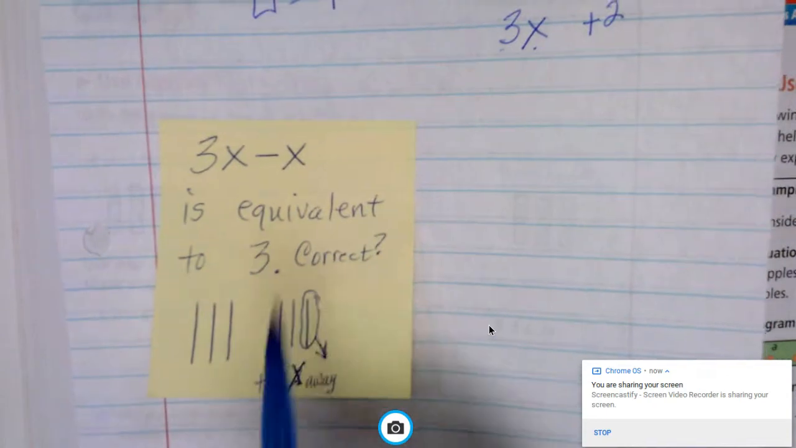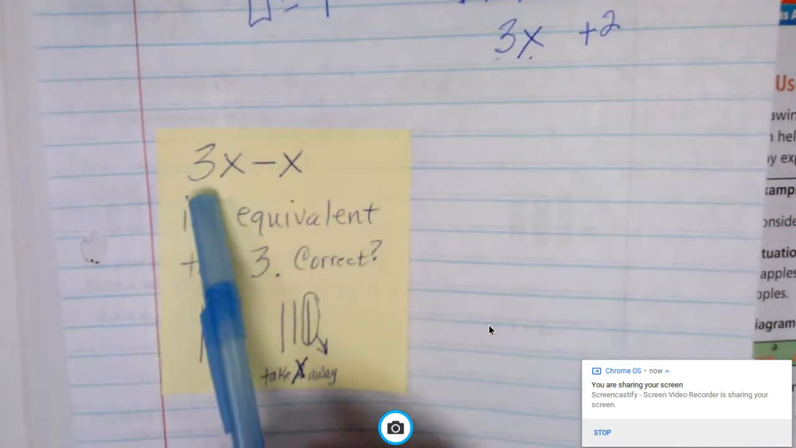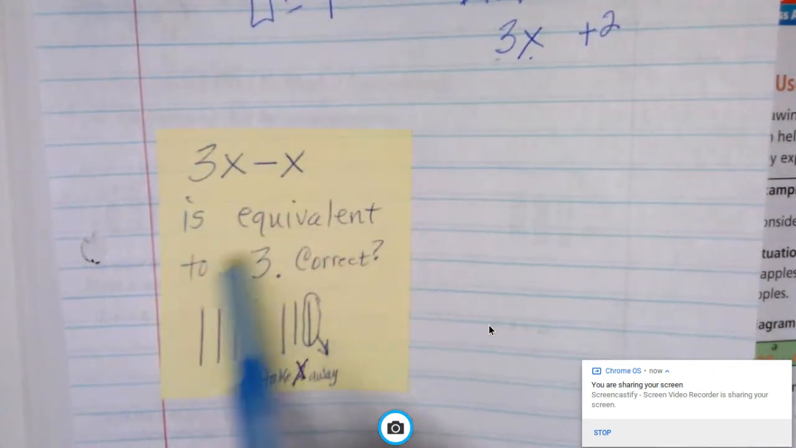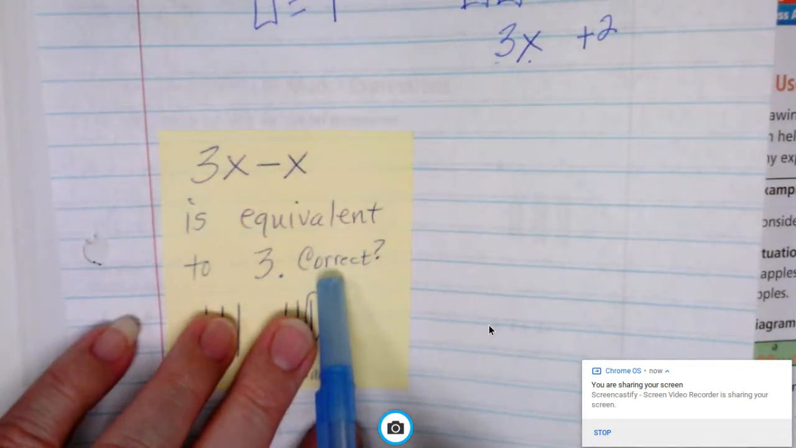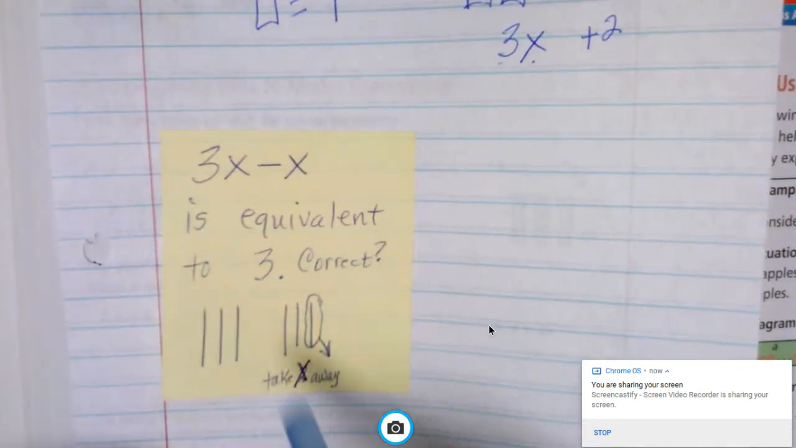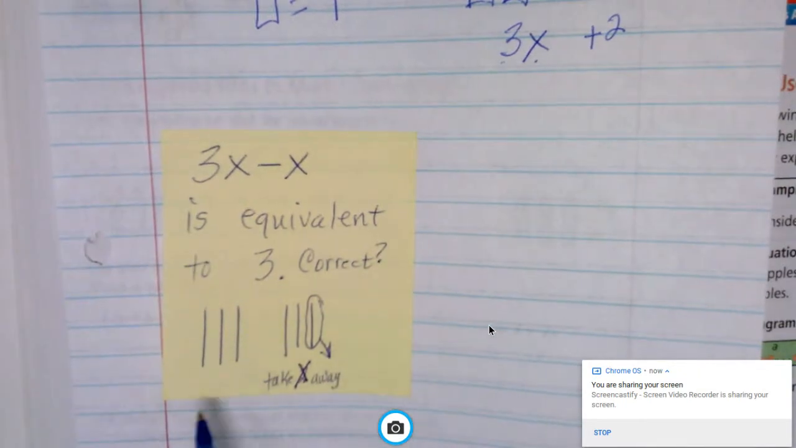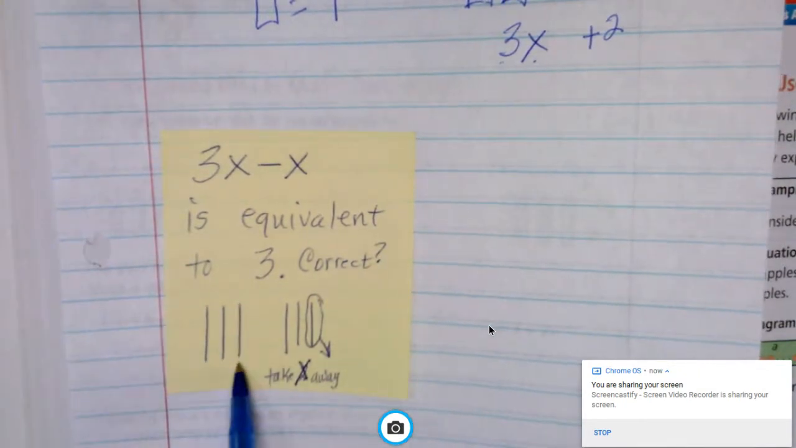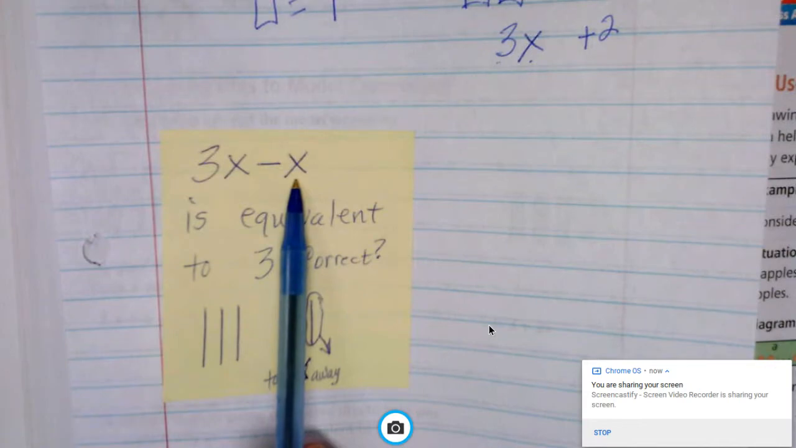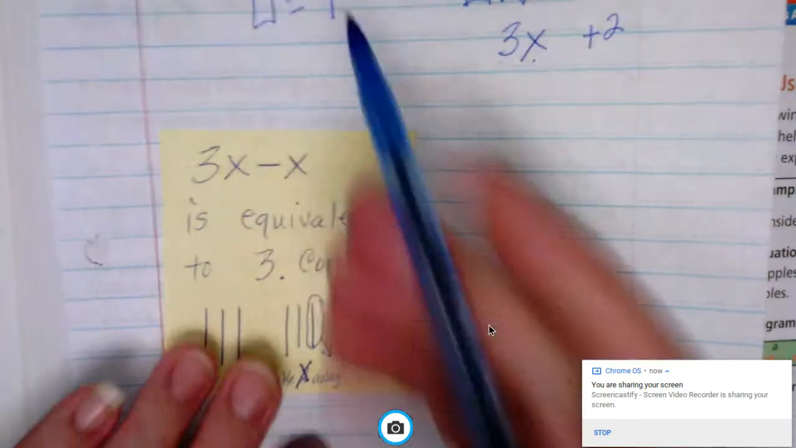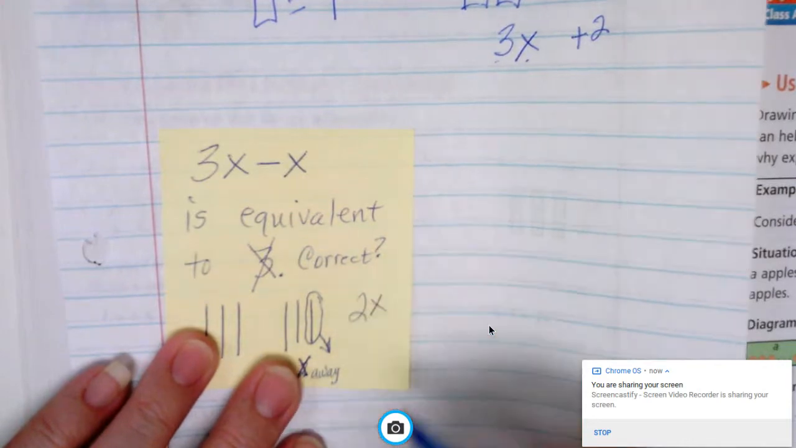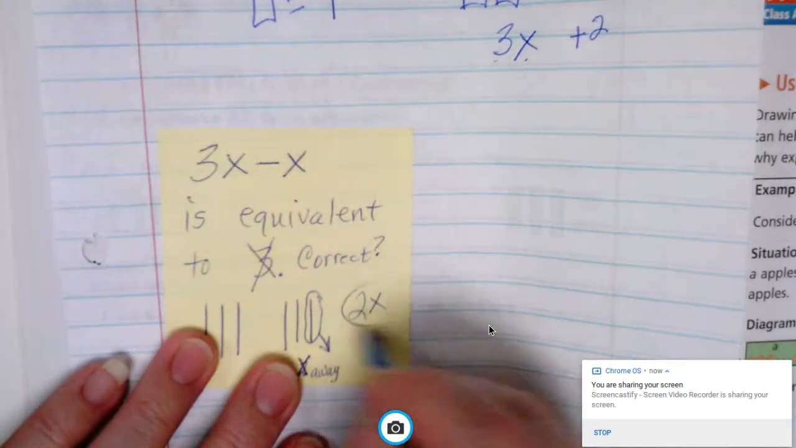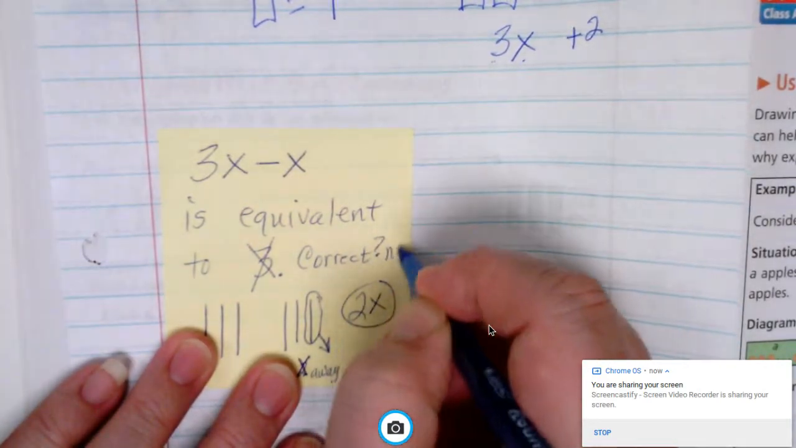So let's try this. 3x minus x is equivalent to 3. Is this correct? Right, it's not. Because if you have 3 x's and you take 1 x away, you're left with 2x. That would be your answer, okay?